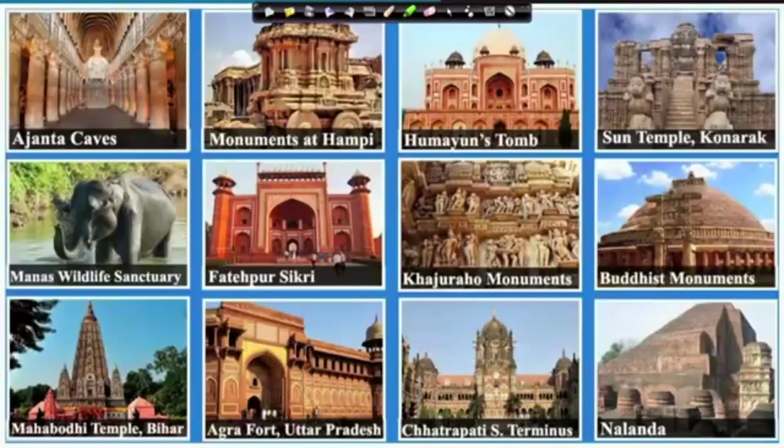Now, if you see these images, they are all from India, very well-known sites: Ajanta Caves, Hampi, Fatehpur Sikri, Khajuraho and others, the Sun Temple of Konark. These are all historical and of different types. There is also the Chhatrapati Shivaji Terminus of Mumbai. Now, what is common to all of them? They are actually UNESCO World Heritage Sites.